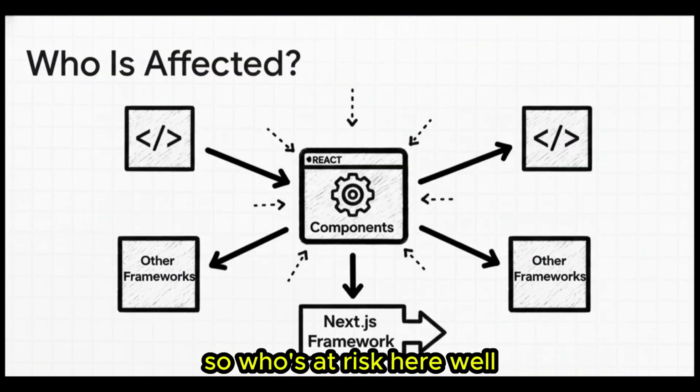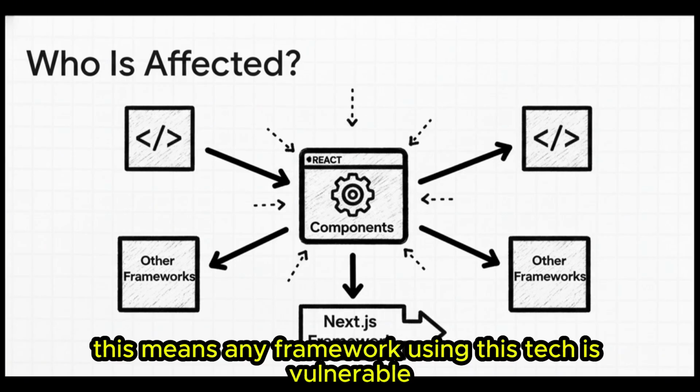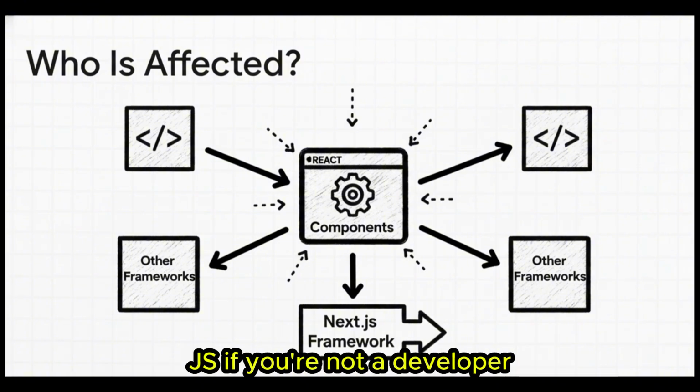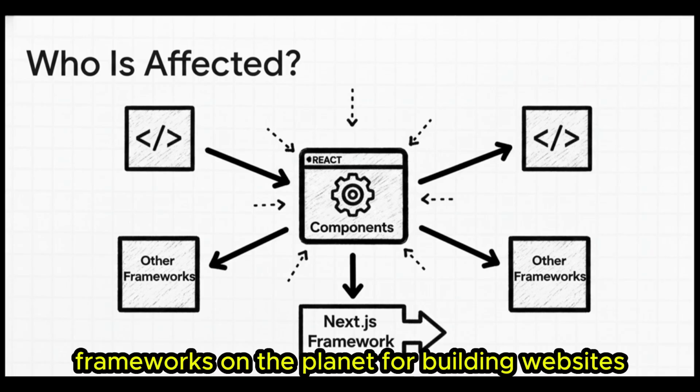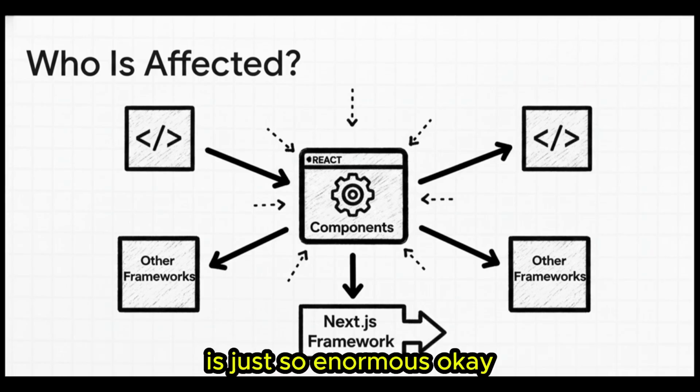So who's at risk here? Well, the flaw is in a feature called React Server Components. This means any framework using this tech is vulnerable, and that includes a really big one, Next.js. If you're not a developer, just know that Next.js is one of the most popular frameworks on the planet for building websites, and that's why the number of potential targets is just so enormous.